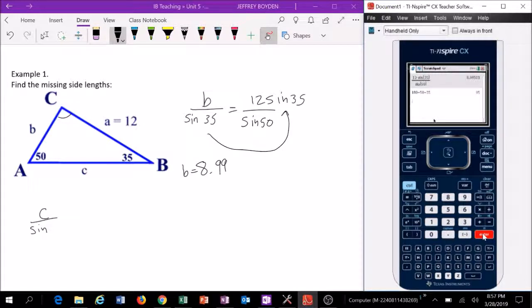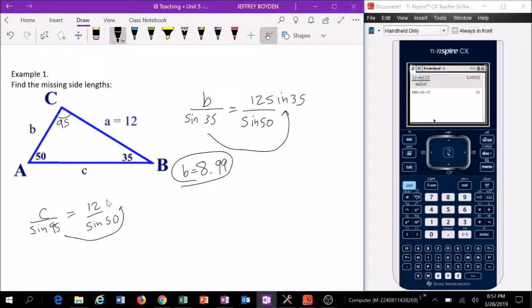And so we find out that this is a 95-degree angle. So that'd be sine of 95. And then I'm not going to use 8.99 here because 8.99 was a rounded answer. 12 is an exact answer. So I'm going to use 12 over sine 50. Multiply up the sine 95.